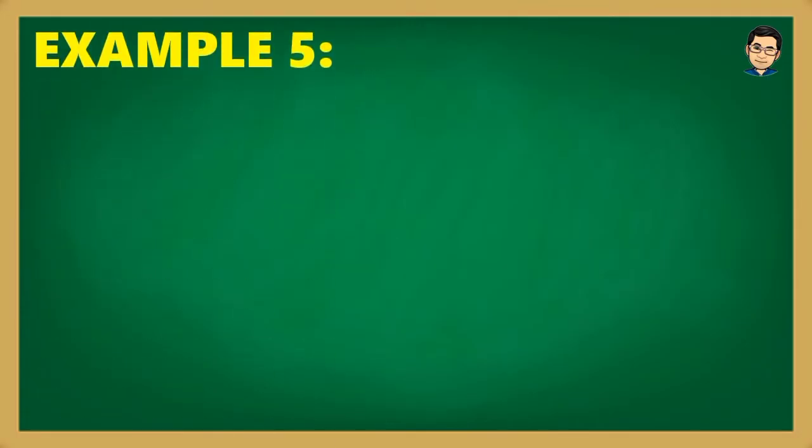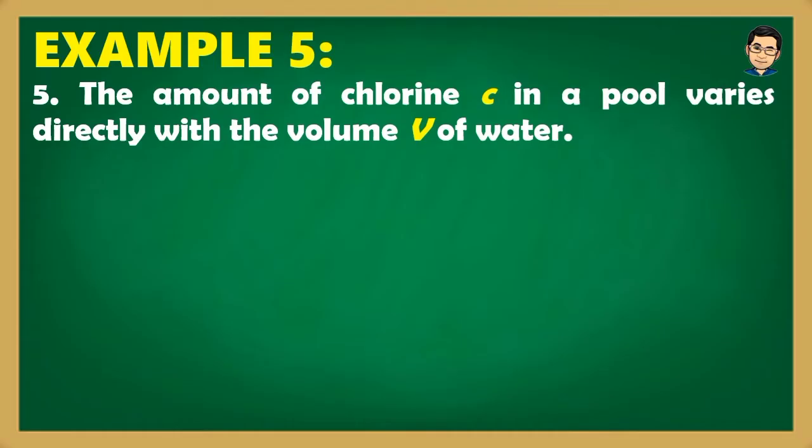So, for our last example, the amount of chlorine in a pool varies directly with the volume of water. So, yung amount of chlorine na nilalagay sa swimming pool, so, depende po dun sa volume of water. So, kung gaano kadami yung water sa isang pool, gaano kalaki yung pool, diba? So, nakadepende po yung chlorine na nilalagay doon. So, sulat natin siya as C, small c, equals yung constant of variation natin, K, and then V, capital V. So, yan po yung ating sagot. C is equal to KV.